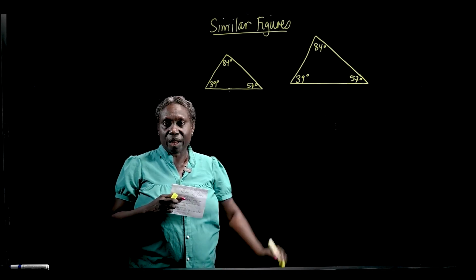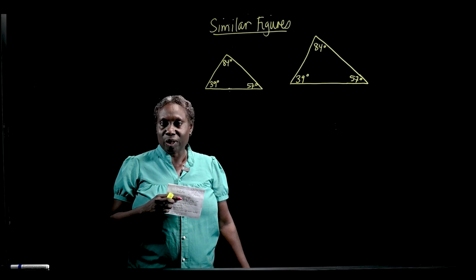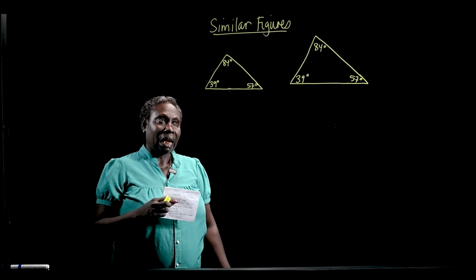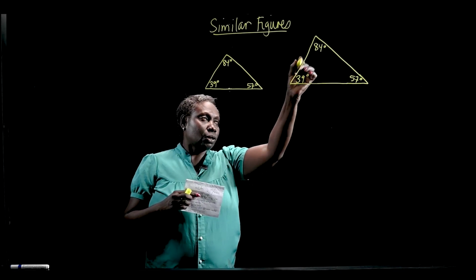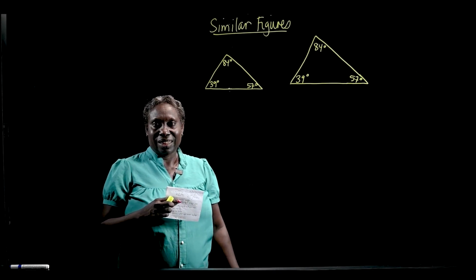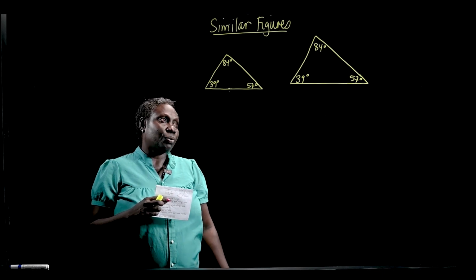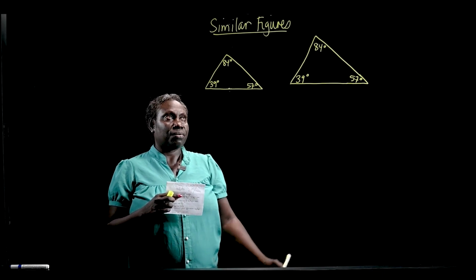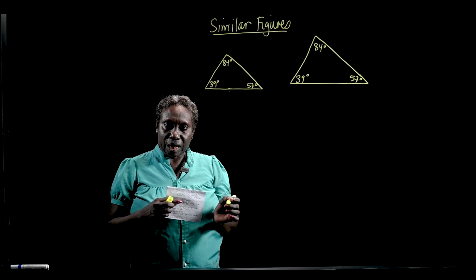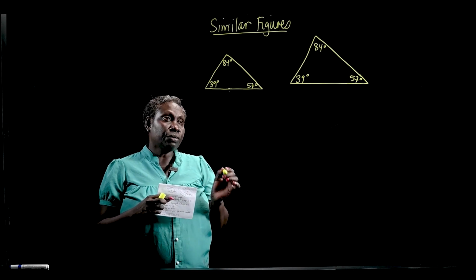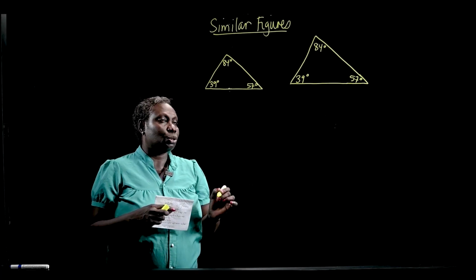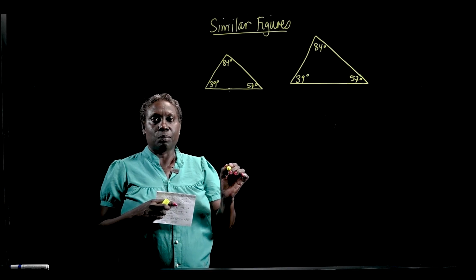Now, what makes these two triangles similar is their corresponding angles. If you look at them, their corresponding angles are the same. Now, let's look at the lengths of these two triangles. We can see that they don't have the same length. So similar triangles or similar figures, as we have said earlier on, are figures that have the same corresponding angles but different sizes.